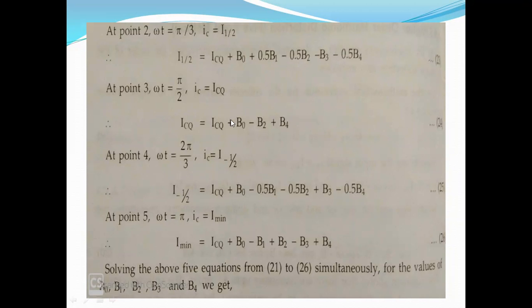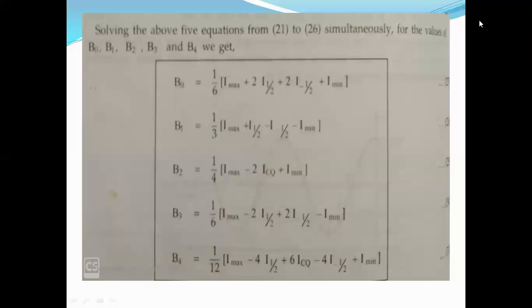So if you simplify all these equations for B0, B1, B2, B3 and B4, we get B0 is 1 by 6 of I max plus 2 I 1 by 2 plus 2 I minus 1 by 2 plus I minimum. Similarly, B1 is 1 by 3 of I max plus I 1 by 2 minus I minus 1 by 2 minus I minimum.